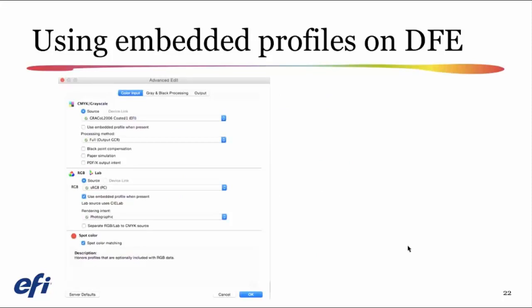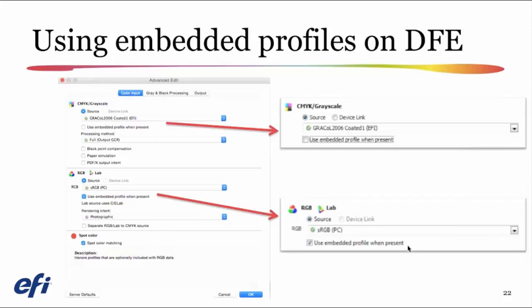On the Fiery controller, if I want to use the embedded profiles, I need to go to the Advanced Color Input settings, and I need to check these boxes for Use Embedded Profile if present. You'll notice in my example that I'm showing you Use Embedded Profile for RGB only. The reason we don't always recommend setting embedded profile use for CMYK is first and foremost that a lot of CMYK isn't properly color managed. One example of that is the Preserve Numbers option that is used by many users in Illustrator.